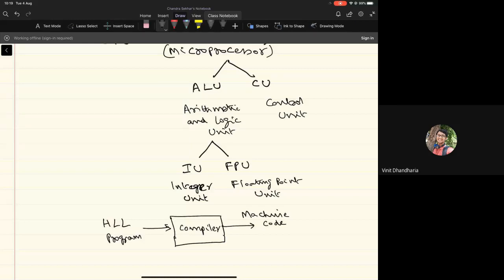So the compiler takes a high-level language program, in a programming language like C, and then converts it into what is called a sequence of machine instructions. This sequence of machine instructions is put together as what is called the machine code.